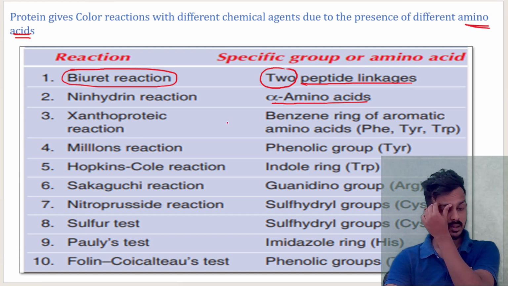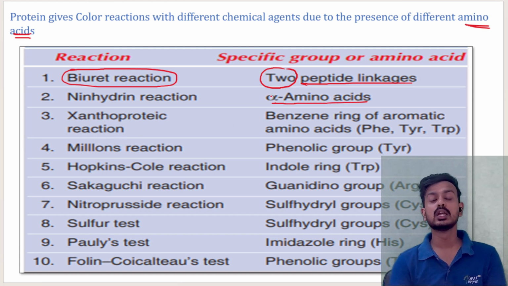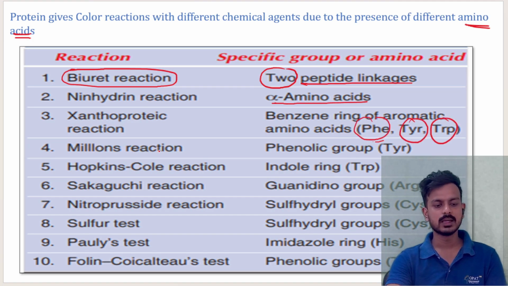Xanthoproteic reaction. In the xanthoproteic reaction, we basically detect the benzene ring, so basically the aromatic amino acids. Aromatic amino acid examples are phenylalanine, tyrosine, and tryptophan. Next is Millon's reaction. This is for the phenolic group present in tyrosine. Hopkins-Cole reaction, detection of the indole ring.